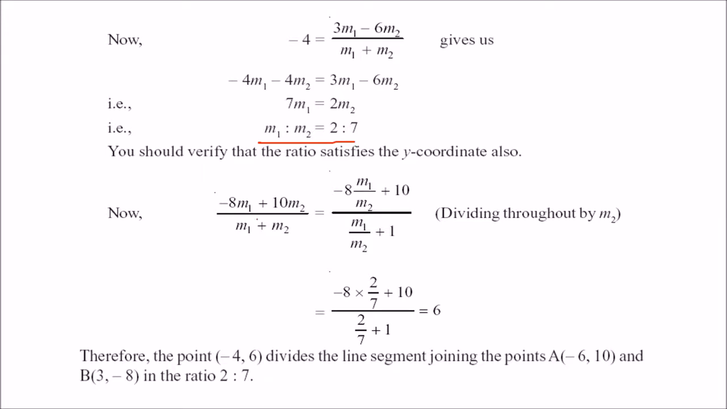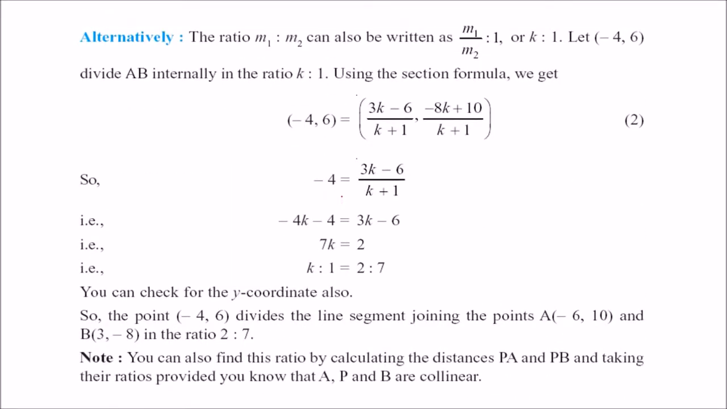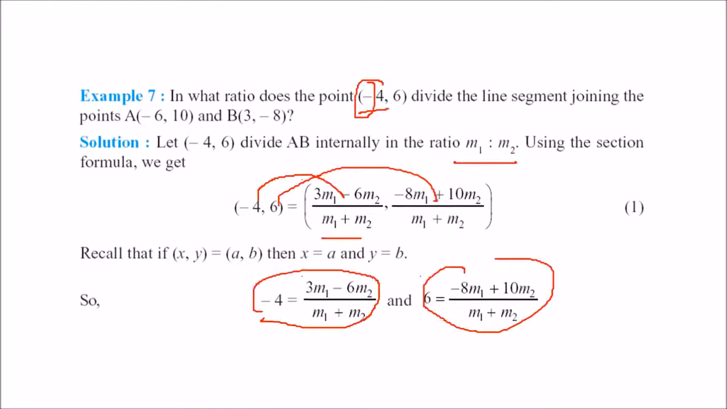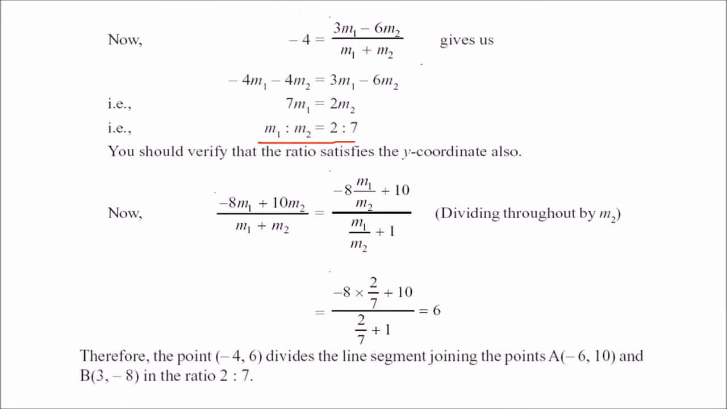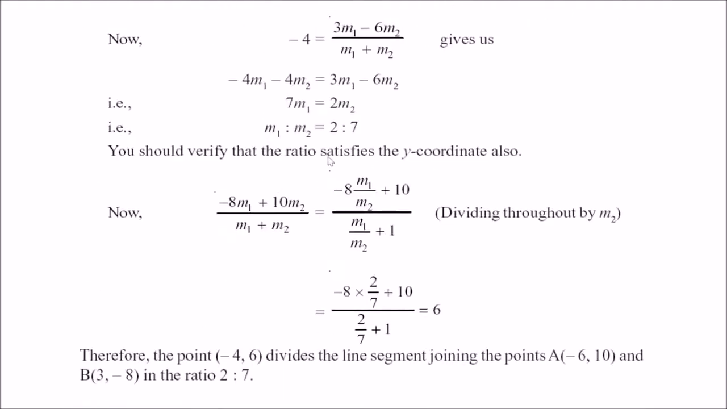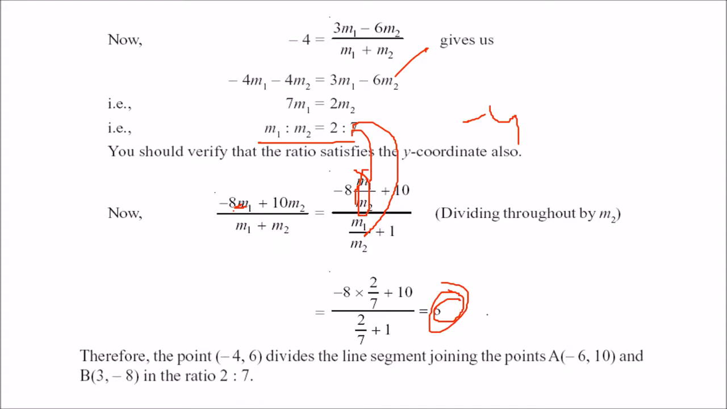Again, you can just place it in the second one, this one. You don't have to solve it for m1, m2, because the ratio m1 by m2 is what is required. So m1 by m2 can be found out by the first equation only. And in the second, you can divide the numerator and denominator by m2 like this. So this will be 2 by 7. And you can verify that the first point was minus 4, the second point is exactly 6. This is how you got it.